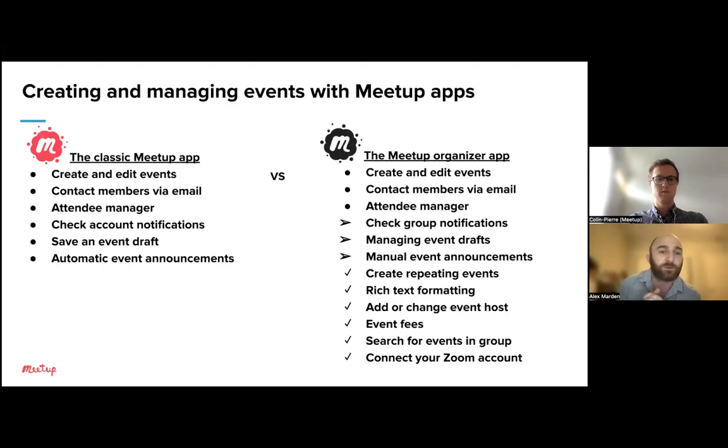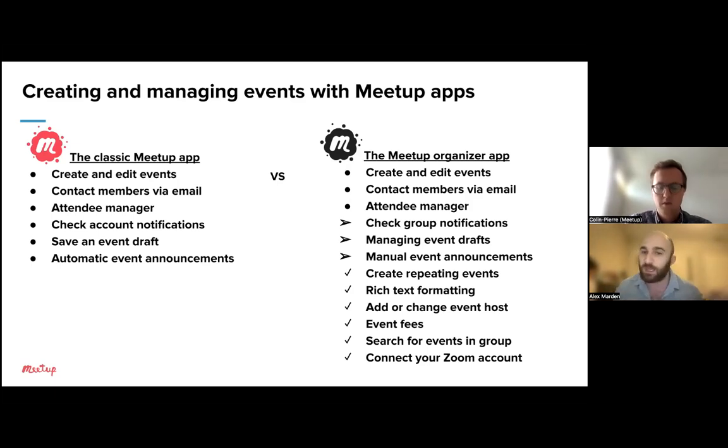We want to take you through some of the differences between the existing app and the Meetup for Organizers app. On the left side, you'll see some bullet points about things that you can currently do in the original app. As I'm sure you're aware, you can create and edit events, you can contact your members with your email client, you can manage your attendees, check notifications for your entire account, you can save an event draft, and the app will automatically announce your events for you. We've made all of those options even more robust in the new Meetup for Organizers app.